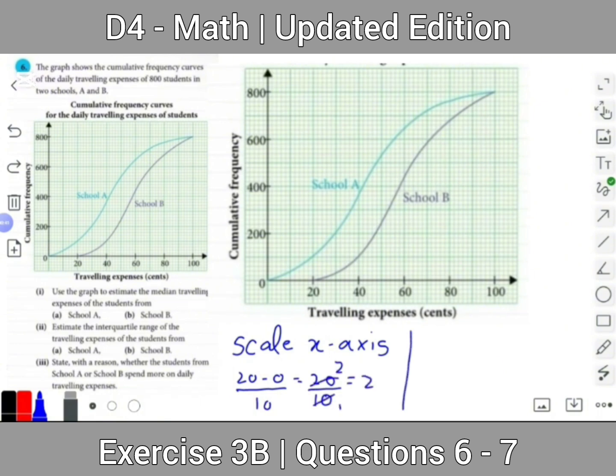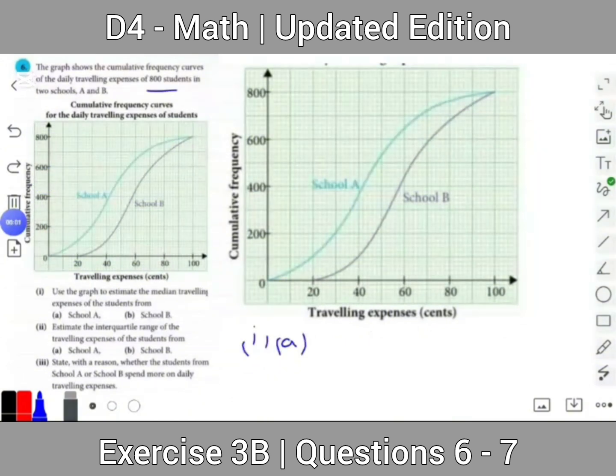Now the scale along the y-axis is equal to 200 minus 0 divided by 10, and it will be equal to 200 divided by 10, and 0 cancels out with 0, so it is equal to 20. So each square unit along the x-axis is equal to 2, and each square unit along the y-axis is equal to 20.